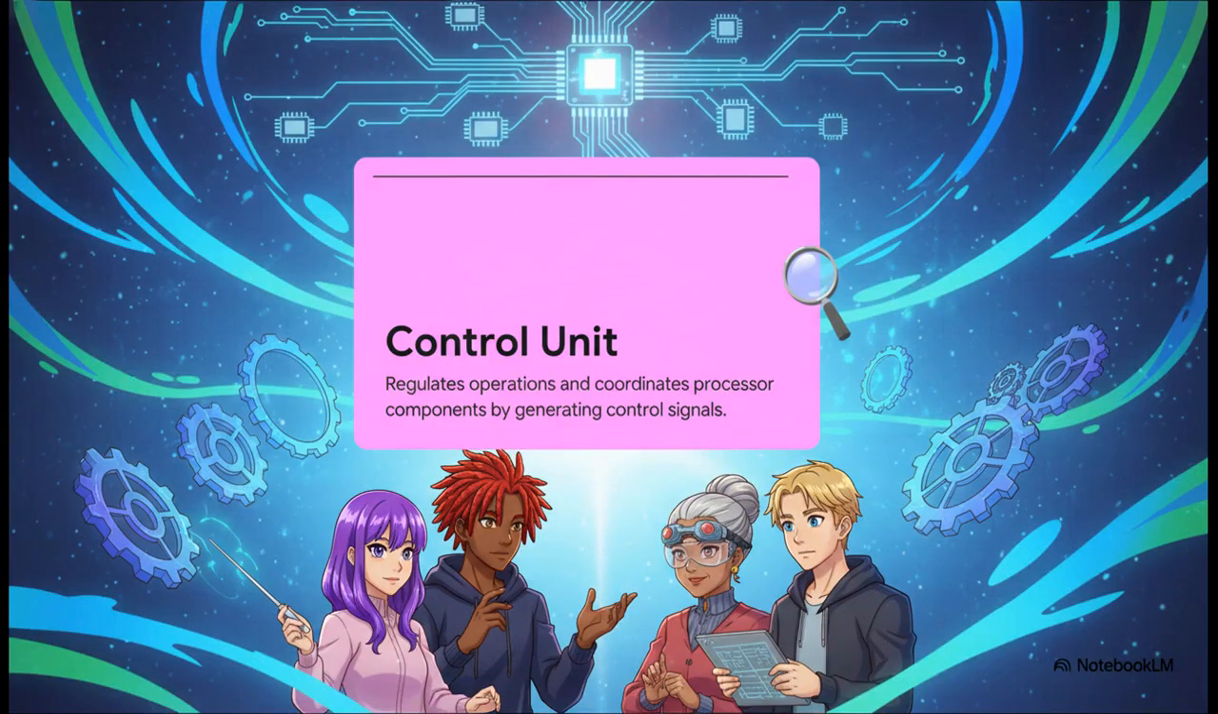Okay, let's dive into what this conductor actually does. The control unit is the specific section of the processor that is completely responsible for generating what we call control signals. Now, you can think of a control signal as the conductor's baton. It regulates operations and basically coordinates every single component, ensuring that everyone plays their part at exactly the right microsecond while an instruction is executing.